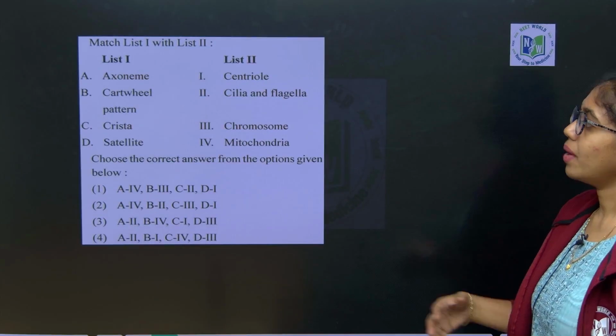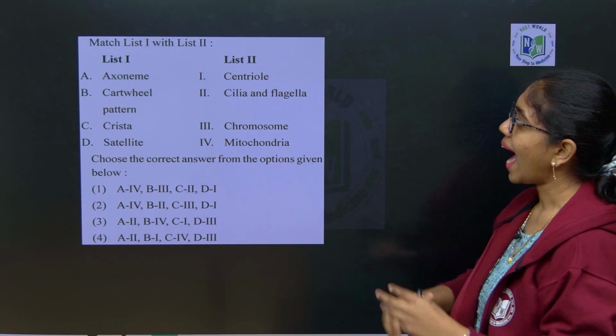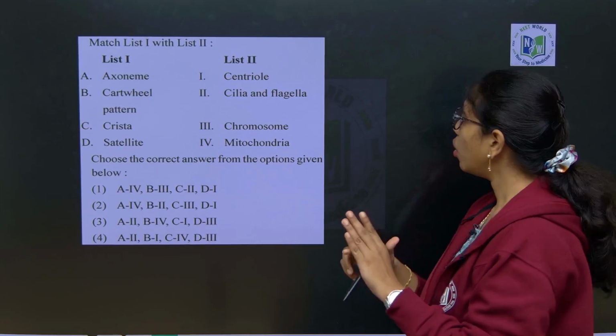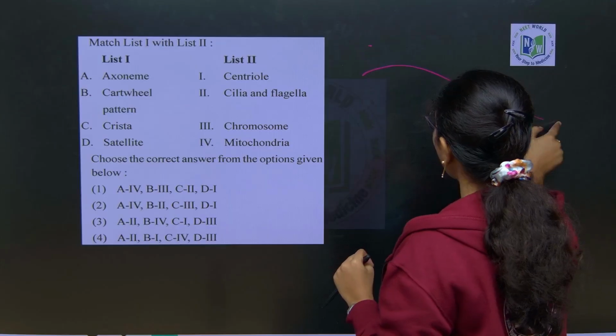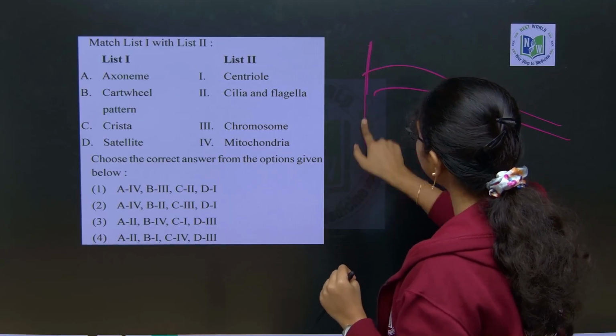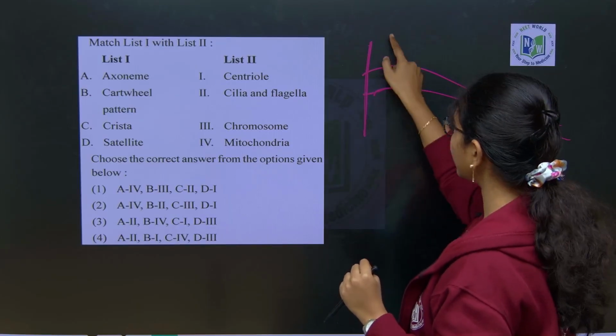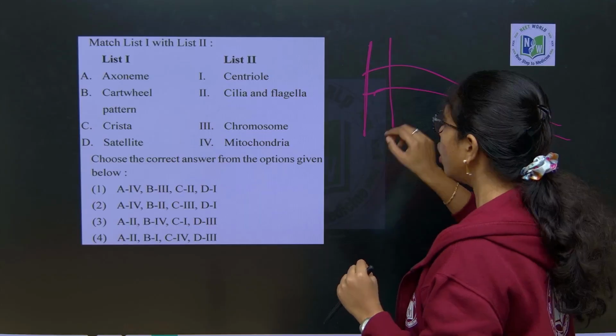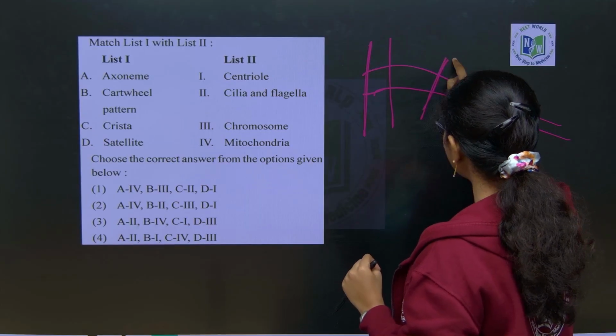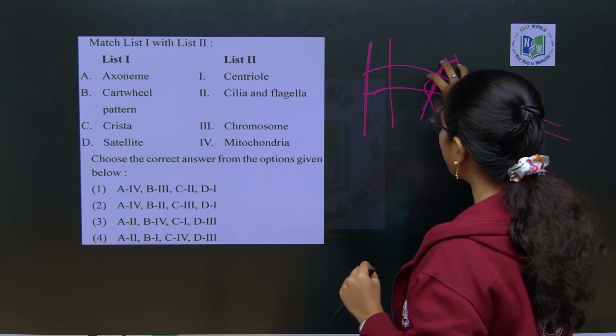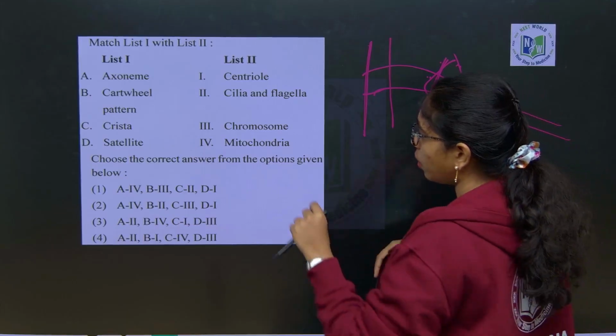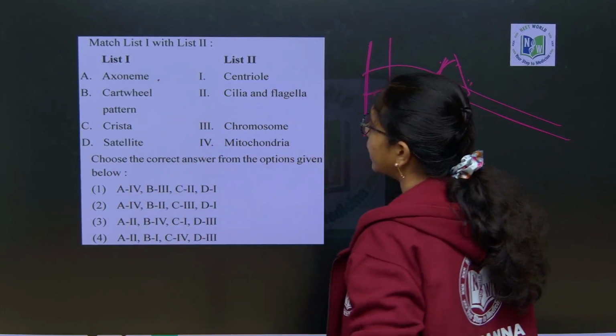Next, this is from Cell: The Unit of Life again. Axoneme is the core part. If you look into flagella or cilia, which originate from the cell membrane and are extensions of it, the central portion of the flagella or cilia is what? Axoneme.